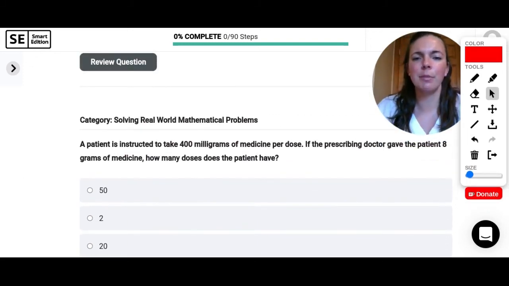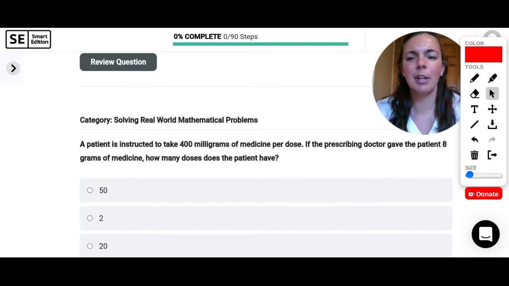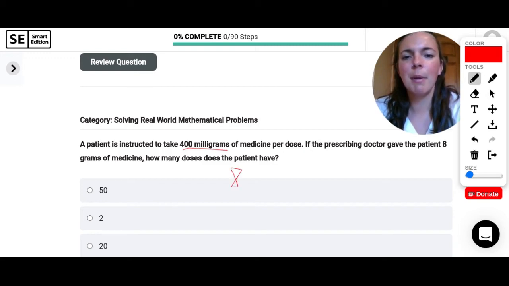Okay, a patient is instructed to take 400 milligrams of medicine per dose. If the prescribing doctor gave the patient 8 grams of medicine, how many doses does the patient have? So 8 grams, and the doses are 400 milligrams. Let's turn 8 grams into milligrams. Remember, there are 1,000 milligrams in a gram, so let's multiply by 1,000. This would be 8,000 milligrams. So 8,000 milligrams is the total that they have.